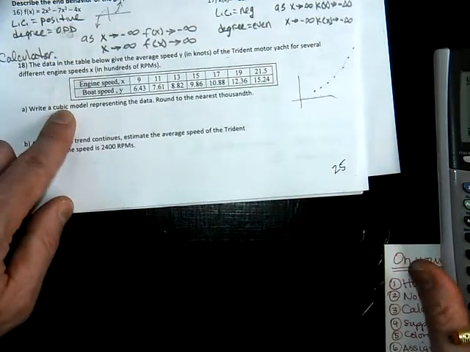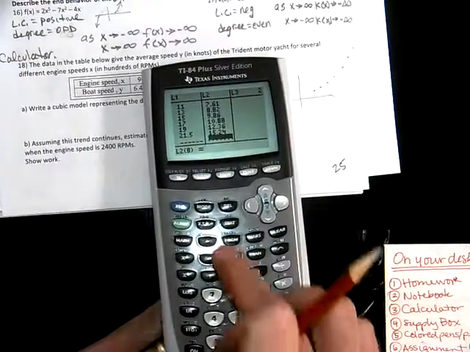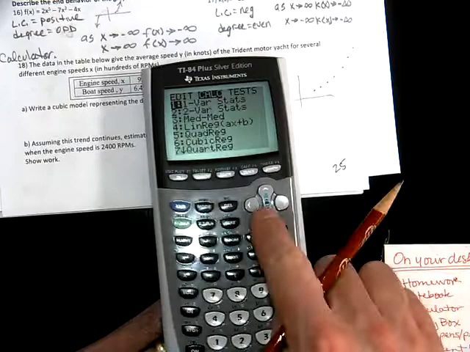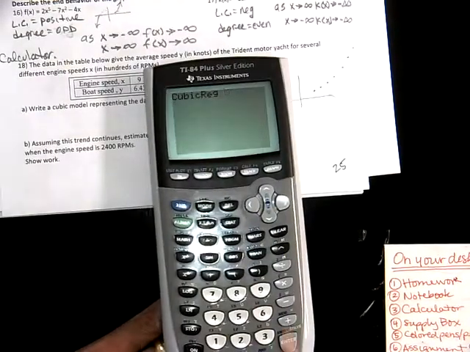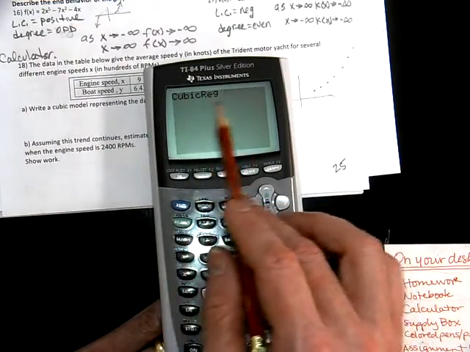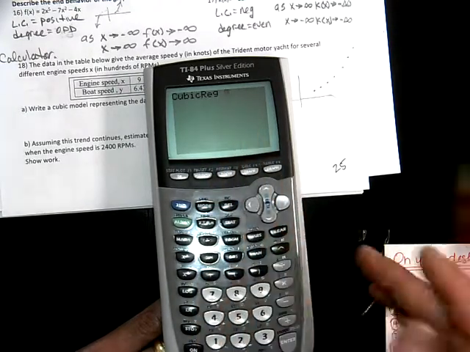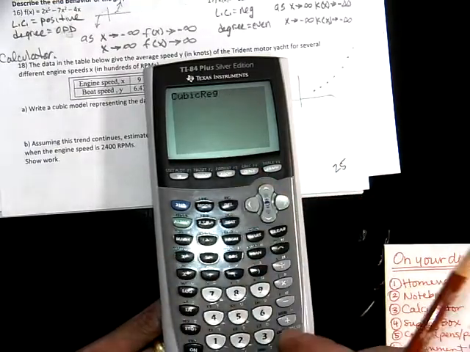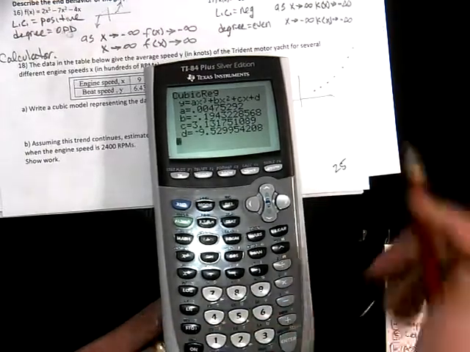Okay, they're asking for us to find a cubic model. So we're going to take this data and go to Stat, over to Calc, and down to Cubic, which is number 6. Enter. Now your screen might be different here. It might show different lines with other information like L1 and L2, and then it says Calculate near the bottom. Just arrow down or hit Enter till you get down to Calculate and hit Enter. And this is what we should all have.